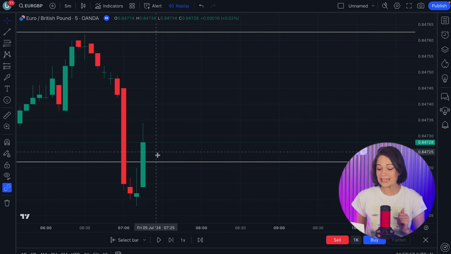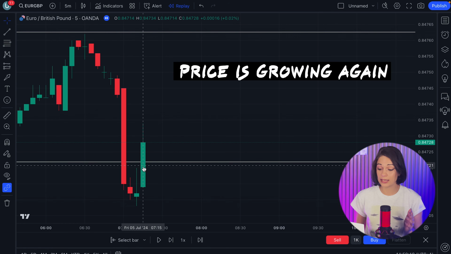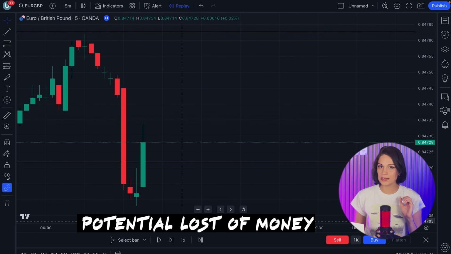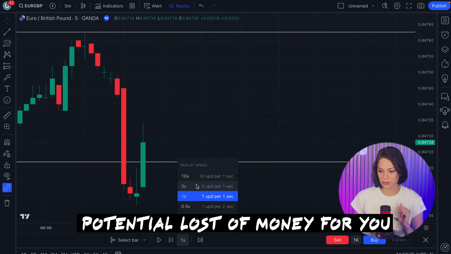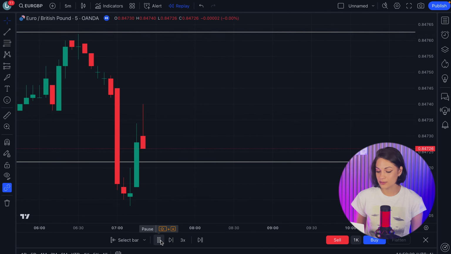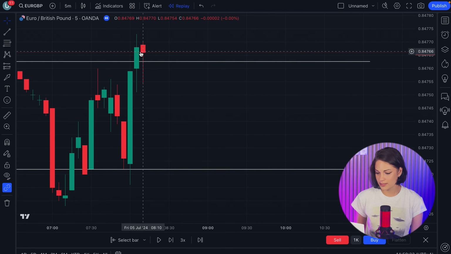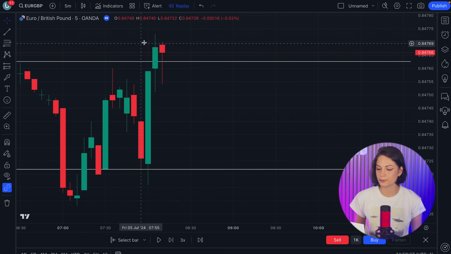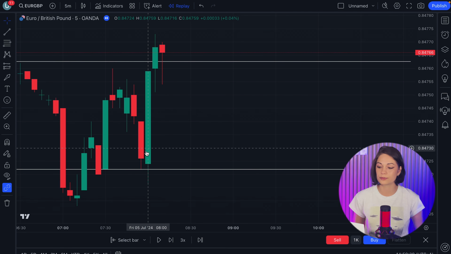Next ones, we can see that the price is growing again and going back to our zone, so that would be a potential loss of money for you. Let's look at what's going to happen next with the price. And right here, we see that the price reached the top level, and from here, of course, we're going to try to find entry points for an uptrend.